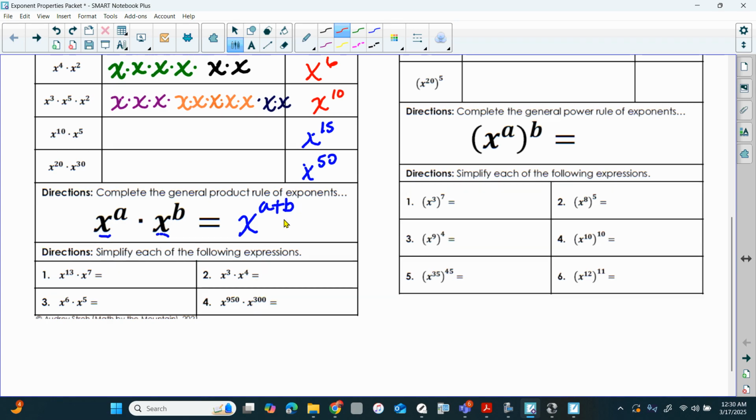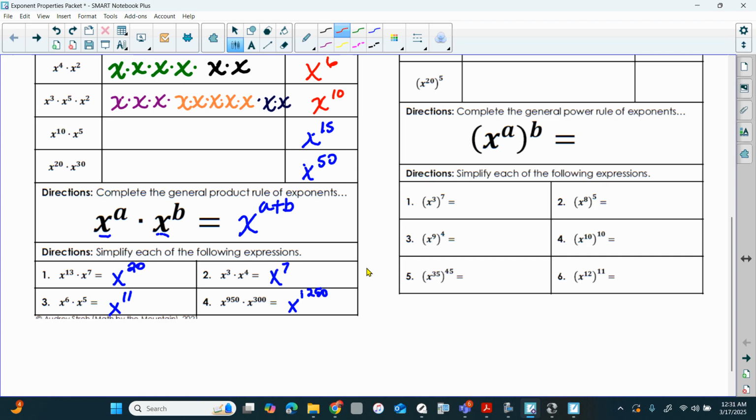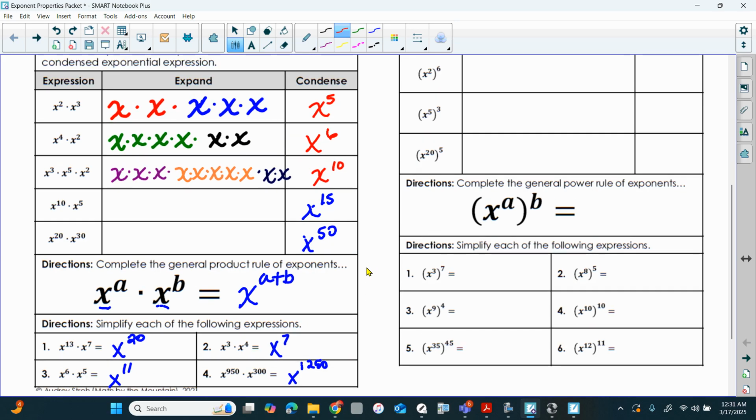That's our general rule. So once I see that, I can just go straight to doing the addition. So this would be x to the 20th power. I'm just doing 13 plus 7. This is x to the 7th power, x to the 11th power, and this would be x to the 12th, and x to the 50th. Okay. So just add the exponents when you're multiplying like bases, like variables.